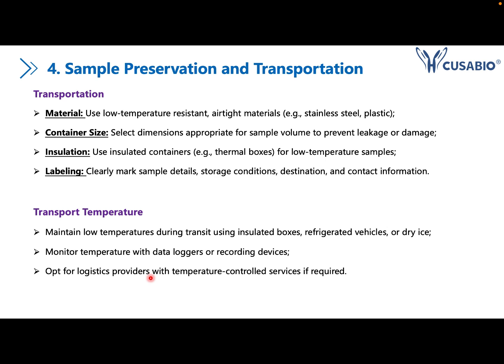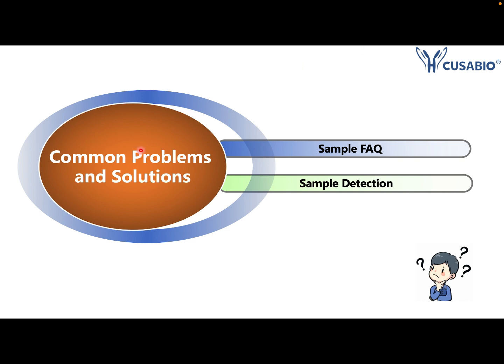And also during the transportation, temperature is very important. I would say that maintaining the low temperature during transit will largely help your samples to be safe and prevent degradation. And monitoring the temperature with data loggers will help you to have a very good record. And please choose good providers with temperature-controlled service if it's required. Yeah, it's so important. For the second part, we will talk about common problems and the solutions to help you solve the problem.